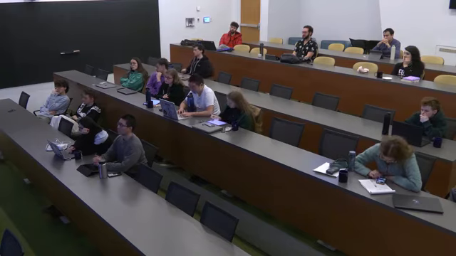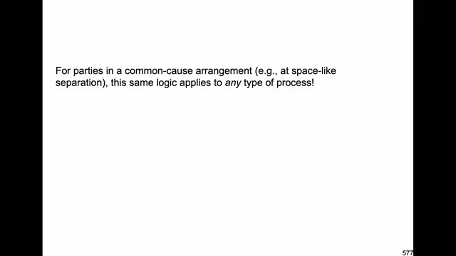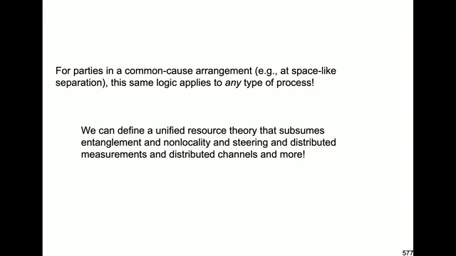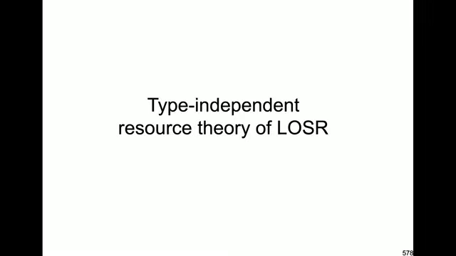And once you're thinking in this way about parties who are at space-like separation or otherwise in some sort of common cause arrangement, so even if you're not at space-like separation, if you're really sure that there are no causal influences between the two parties, then you can apply the same exact logic to any type of process, not just to black box correlations or entangled states. You could also apply it to other things like steering or distributed measurements or distributed channels. So let me say a bit more about what I mean by that.